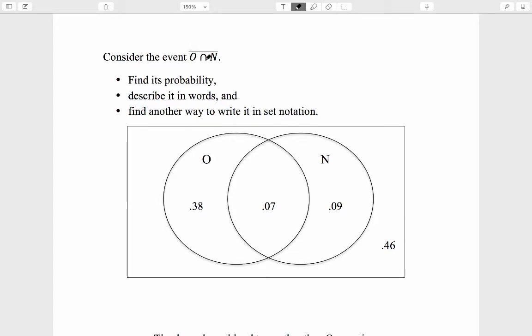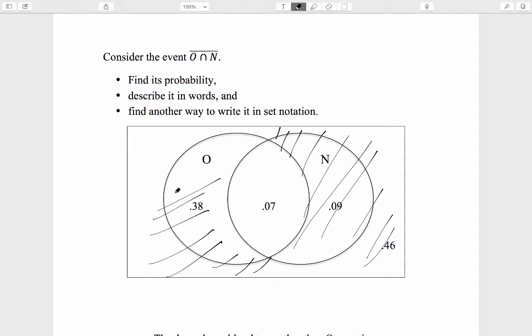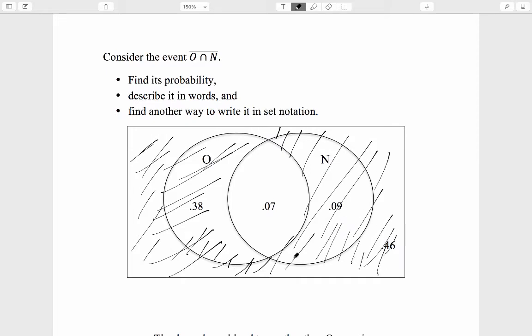This event is the complement of something. The something is O intersect N. So whatever O intersect N is, this overlap region, the O negative donors, O intersect N complement is everything else. That means that we should shade everywhere outside the O intersect N region, everywhere. The only thing left unshaded at the end of this process is O intersect N itself.